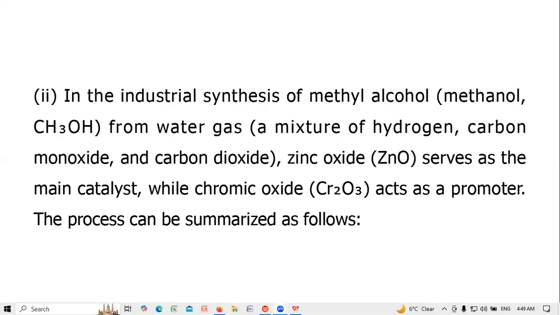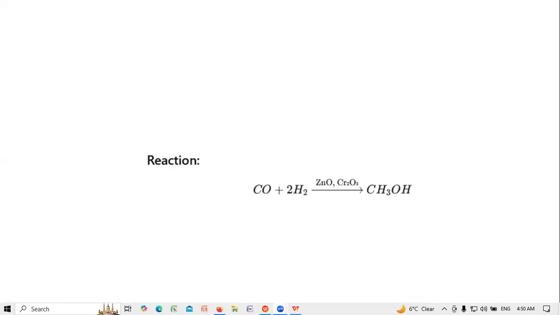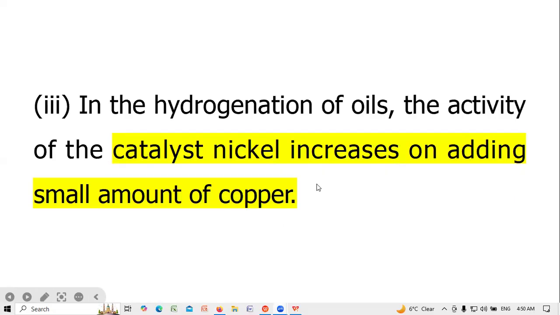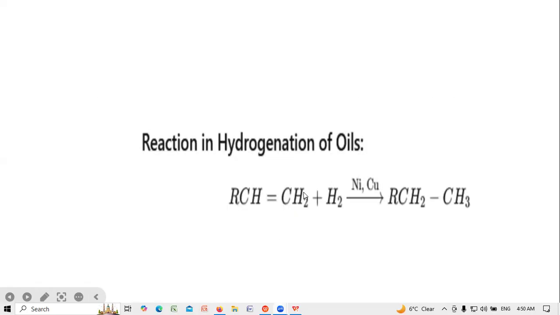In the industrial synthesis of methyl alcohol from water gas, a mixture of hydrogen and carbon monoxide, zinc oxide serves as the main catalyst, while chromic oxide acts as the promoter. Zinc oxide is the main catalyst, but chromic oxide is the promoter. In the hydrogenation of oils, the activity of the nickel catalyst increases on adding a small amount of copper.